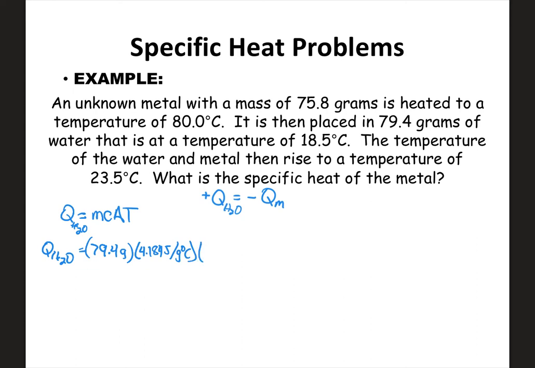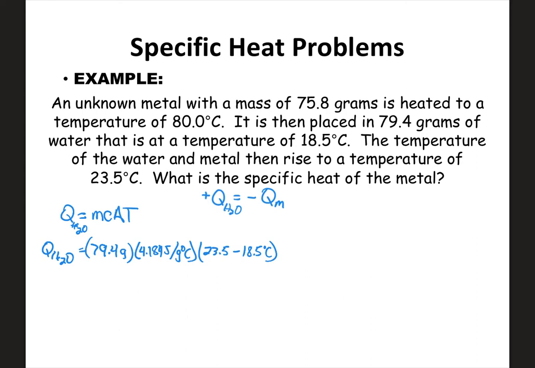And then delta T is final minus initial. So it says that the final temperature of the water and the metal is 23.5. Realize here, because the water and the metal are sitting together, you took the metal and put it in water, they always end up at the same final temperature. So they may not specifically say that the final temperature is for the water, but if you know the final temperature of the metal, you know the final temperature of the water. Minus the initial. Remember, delta T is final minus initial, and the initial temp of the water was 18.5.